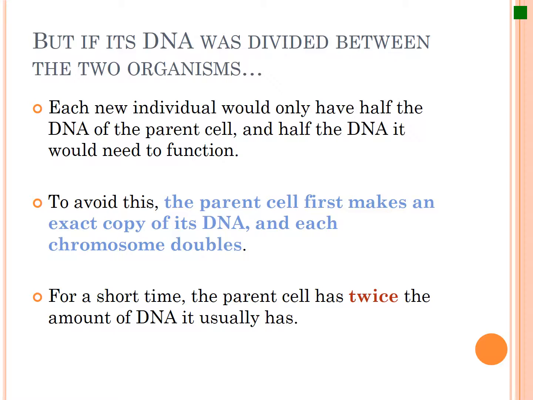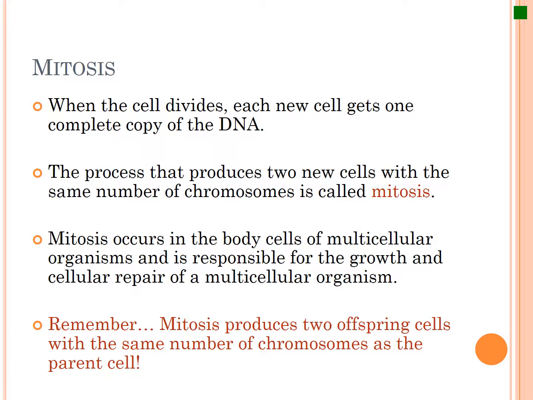So, if its DNA was divided between the two organisms, each individual will have half of the DNA. We talked about that. So that's what happens. To avoid that, the parent needs to make a copy. So for a very short time, the parent actually has twice the amount of DNA that it usually has. Okay?